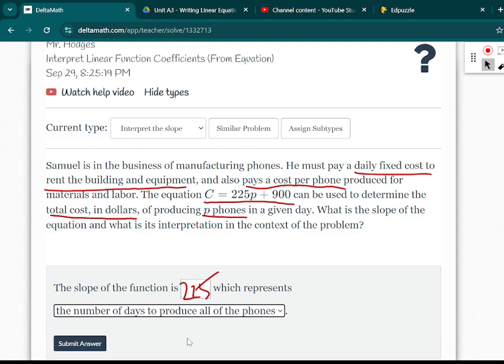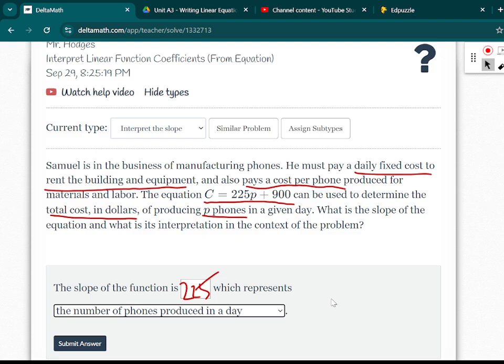The number of days to produce all of the phones, there's nothing here talking about number of days. Yes, we've got a daily fixed cost and how much it costs in a day, but we don't have anything about the number of days. So I think that one's in there to throw us off.